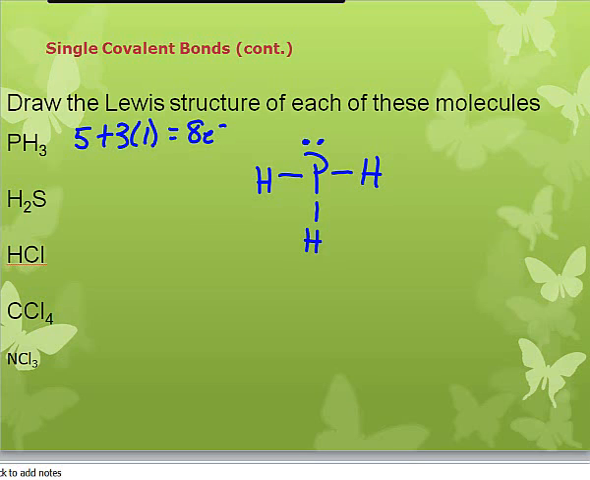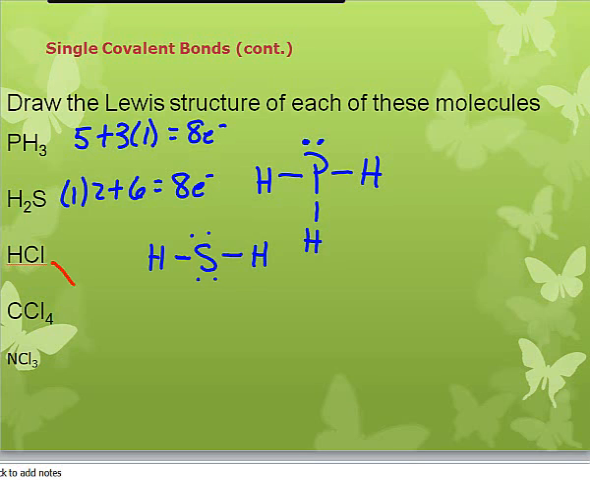Now let's do H2S. Hydrogen has 1 electron, but there are 2 of them, and sulfur has 6. So now we have a total of 8 electrons. So for hydrogen sulfide, we have an S in the center, and then we have H's on either side. So I have 8 electrons. I've got 2, 4, 6, 8. So now everybody's happy. Sulfur has 8 around it. Hydrogen each has 2. It's good to go.